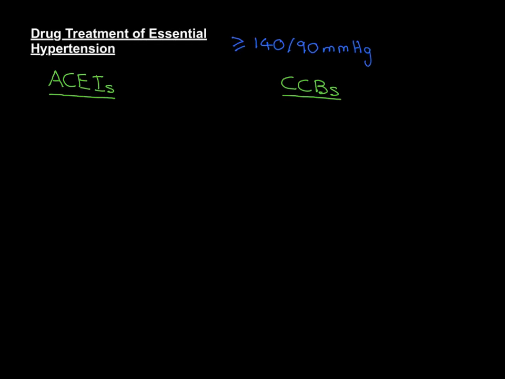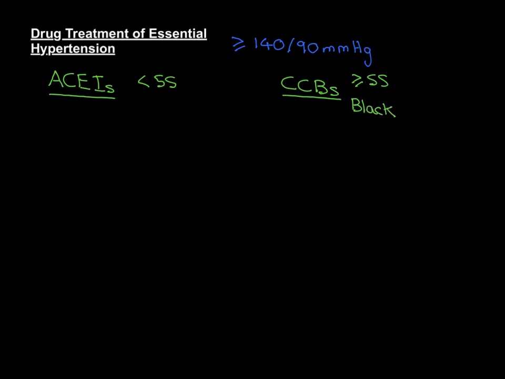So if the patient is under 55 and they are not black, so not Afro-Caribbean, then you start with an ACE inhibitor. If, on the other hand, they are over 55, so greater than or equal to 55, or they are Afro-Caribbean, then they should be started with a CCB.